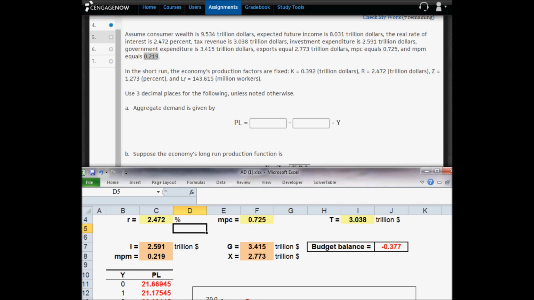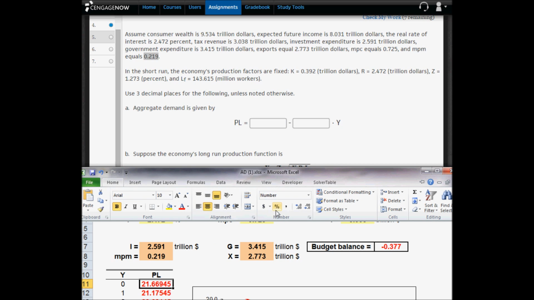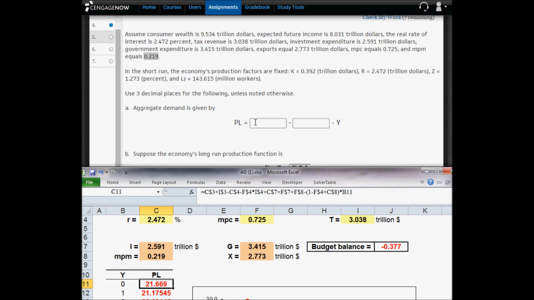The first thing we need is the intercept. Remember, the intercept is the value of the equation when real GDP is 0. So the intercept to 3 decimal places is 21.669. And the MPS is equal to 1 minus the MPC. The slope is equal to the MPS plus the MPM, so 0.494.